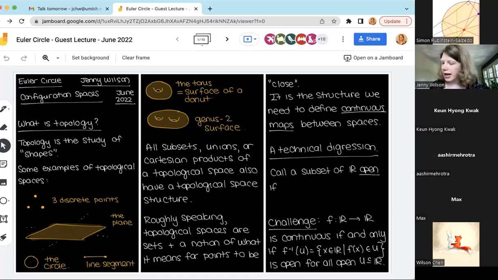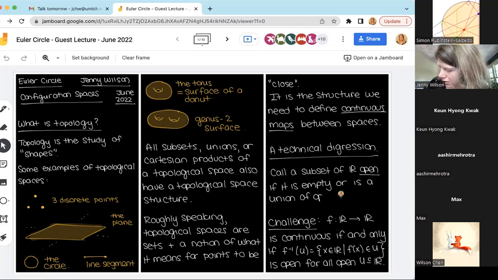So on the real number line, a subset of real numbers is called open if, first of all, it's empty, the empty set is open. Or more generally, if it is possible to write it as a union of open intervals. Okay, that is the definition of an open set on the real number line with its standard topological structure.